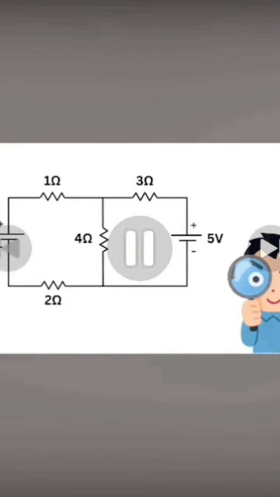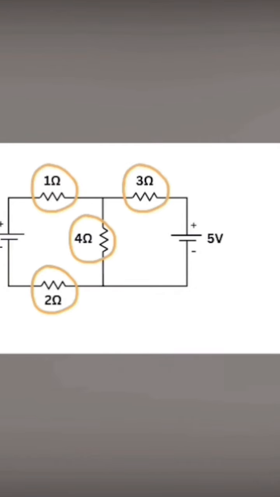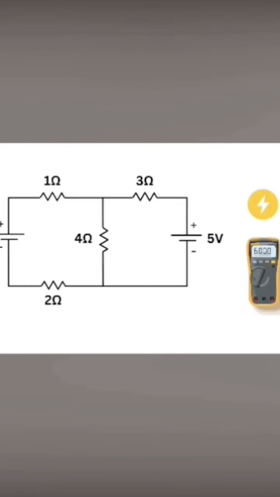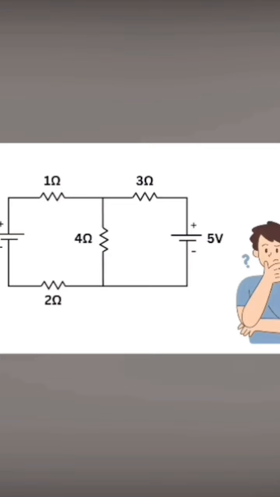Look at this circuit closely. We have multiple resistors, multiple loops, and multiple voltage sources. Suppose we want to find the current passing through and voltage drop across each of these resistors. Then, what should we do?